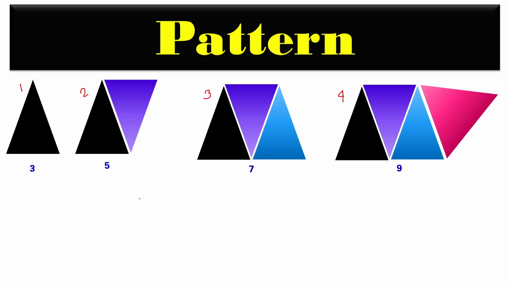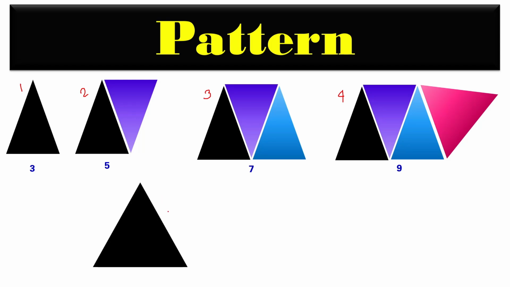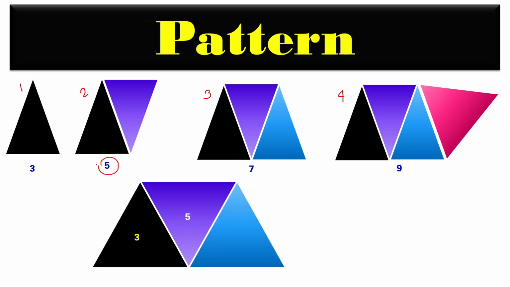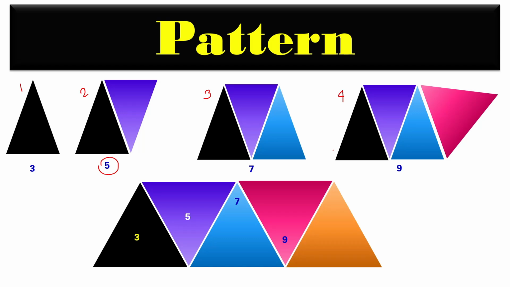find the next shape. Look, this one is our first one, where the number of lines is 3. Then the second picture, here is 5. Once we complete the third one, we get 7 lines. Once we complete picture number 4, we get 9 lines. And finally the next shape, here is 11.